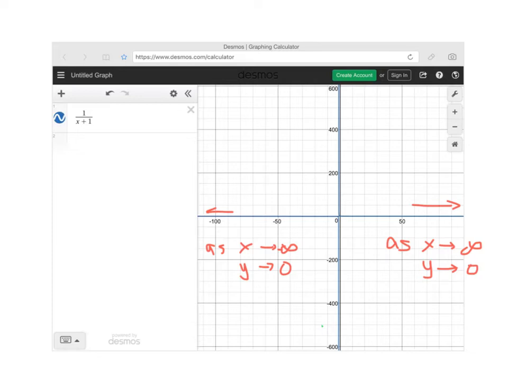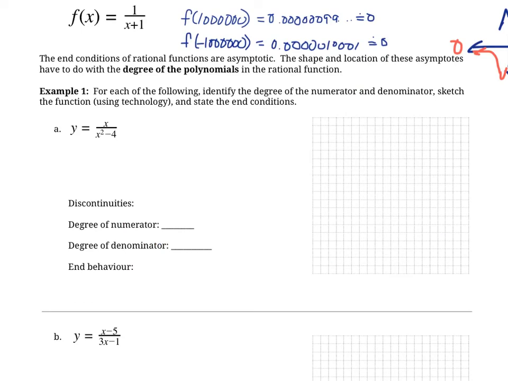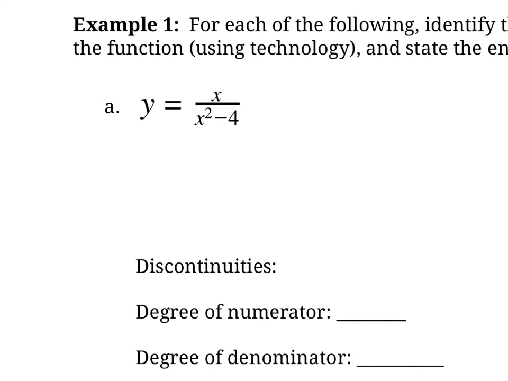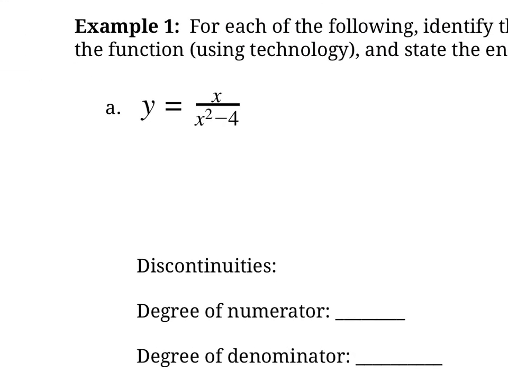Let's go back to the others. Let's see what happens in example 1 here. We're asked to find the discontinuities. We're asked to identify the degree of the numerator and denominator. It'll become more apparent why that's the case a little bit later, but let's just do that first part for now. Looking at this, if we want to find the discontinuities, we have to find where the denominator equals 0. The way we do that is by factoring x squared minus 4, and this is a difference of squares: x minus 2, x plus 2.